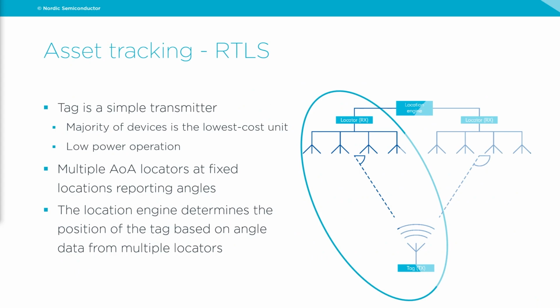And then, as I said, the typical use case we're seeing here is for asset tracking. And the key driver here is the fact that the tag is a very simple transmitter. It means that you have a lot of small low-cost units that run with low power operation, and then you have a few locators that are fixed in space and are then being used as anchor points to find out where the devices are. And the location engine is then normally lifted out of the locator, and you have a separate unit doing it. So either an edge device or a cloud solution for it.